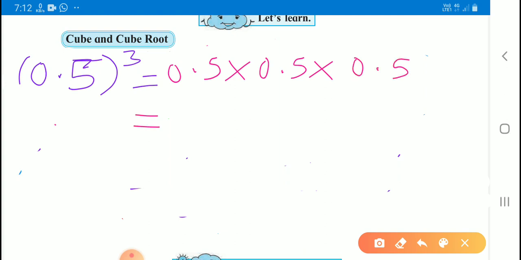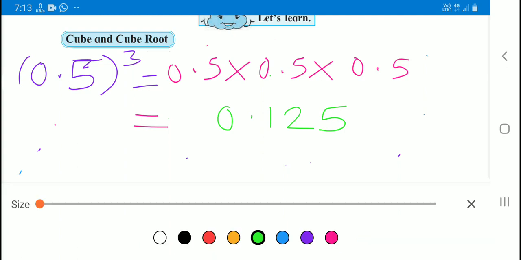Now downside I will write the answer. Here look, do you know the cube of 5? It is 125. So this number we have to write first. Now look here, after the point, how many numbers are there? 1, 2 and 3. So where will the point come? 1, 2, 3. Point. And in the front side 0. And a positive sign is there for 0.5, that's why it will also contain positive. Okay, 1, 2, 3.